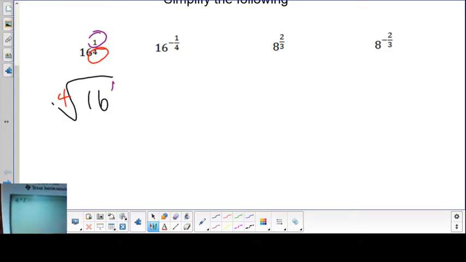So see how it has 4x radical? That's saying the 4th root of, and I want 16. And my answer is 2. So the 4th root of 16 is just 2.